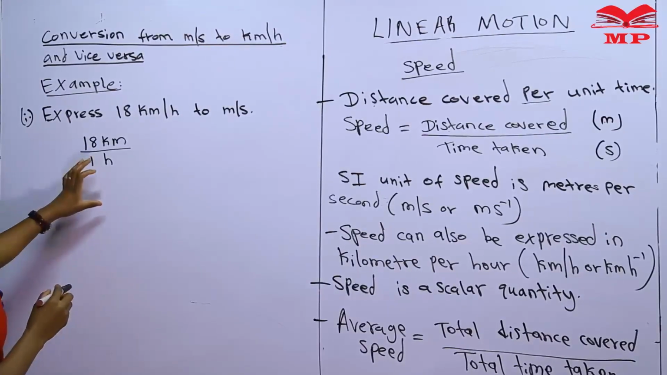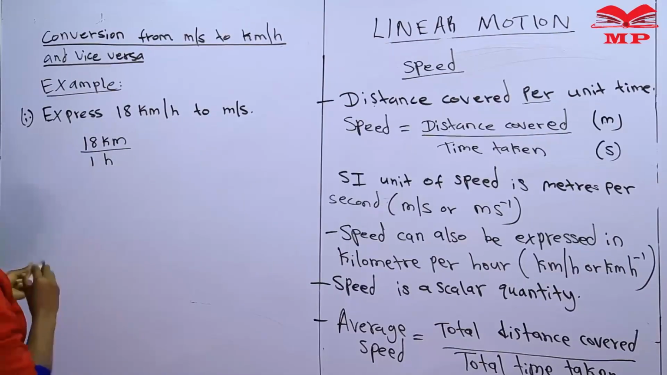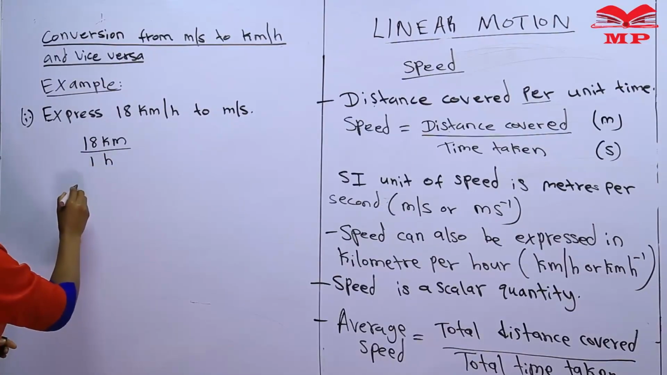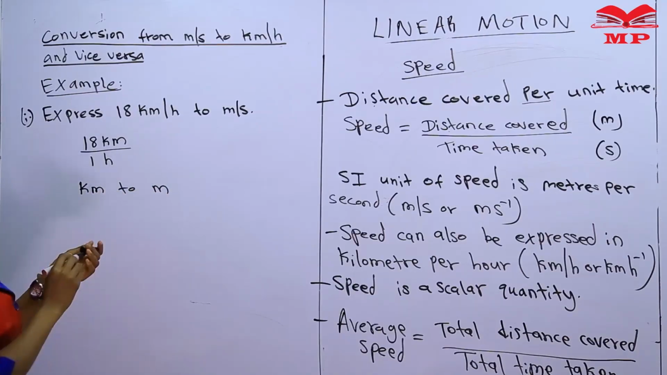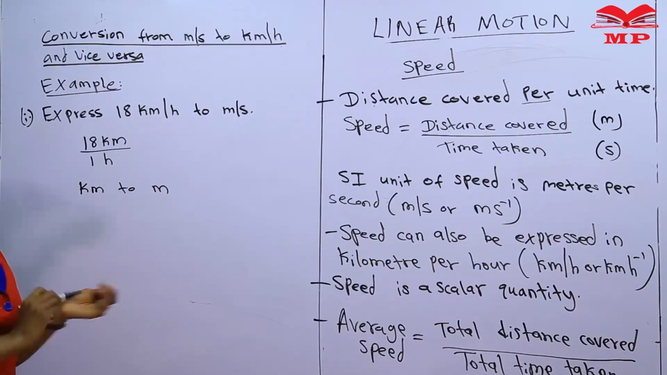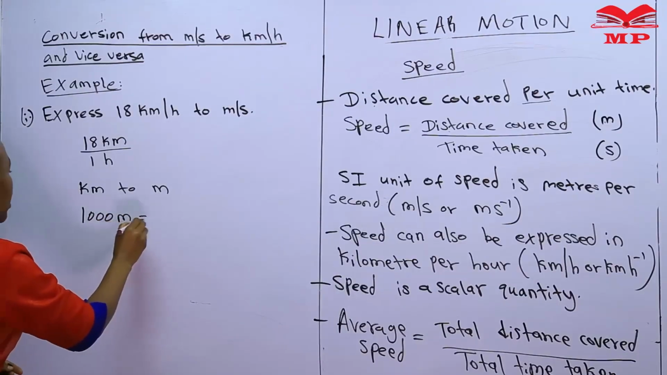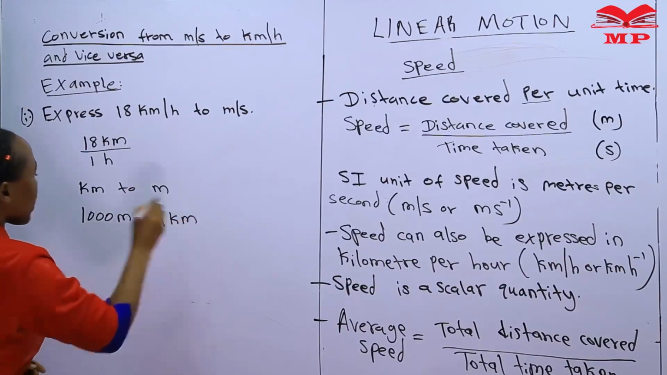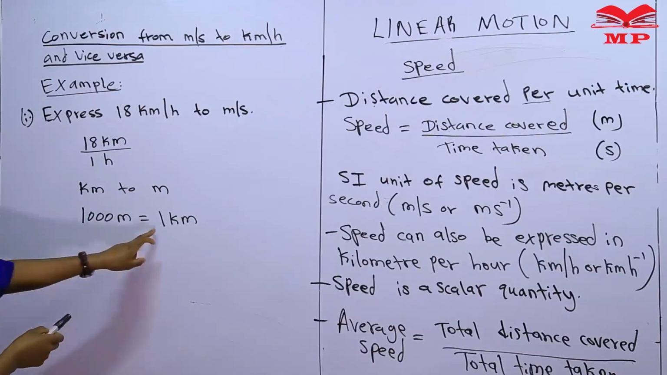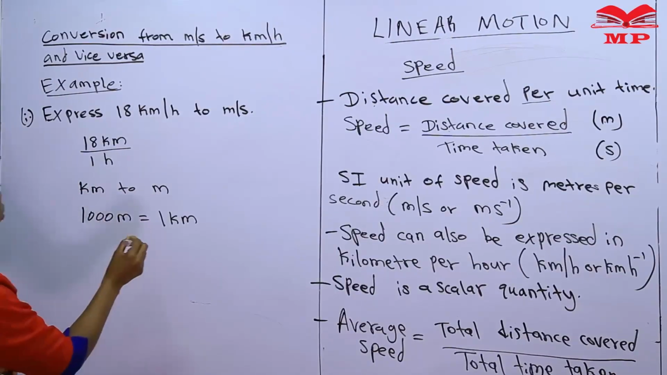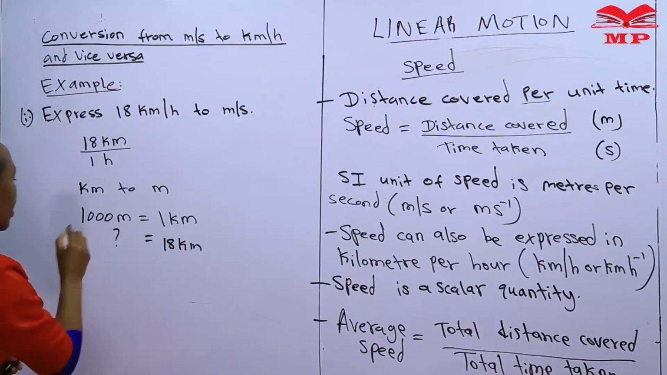So when we are told now to convert it into meters per second, the first thing we need to convert is kilometers to meters first. And we know very well that 1,000 meters is an equivalent of 1 kilometer. So we come and convert the 18 kilometers into meters. So what about the 18 kilometers? How many meters do we have?